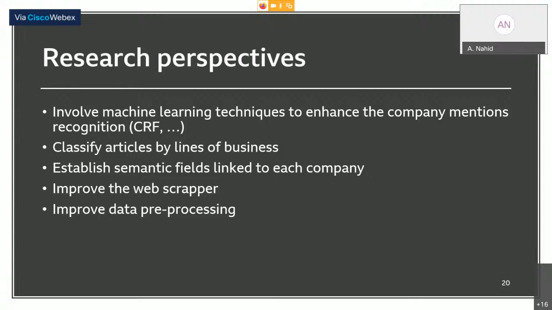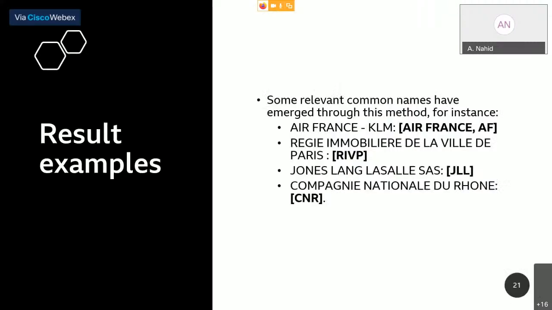Also, to enhance our dictionaries with other terms, we could establish semantic fields linked to each company, adding some brands, some people, some characteristic terms that we'd encounter in corpuses, and of course to have less biased data. So we might get some time to improve the web scraping and also the data pre-processing to have articles of better quality. To finish, I'd just like to show you some relevant common names that have emerged through our method, and I think I have finished with all I have to say to you.